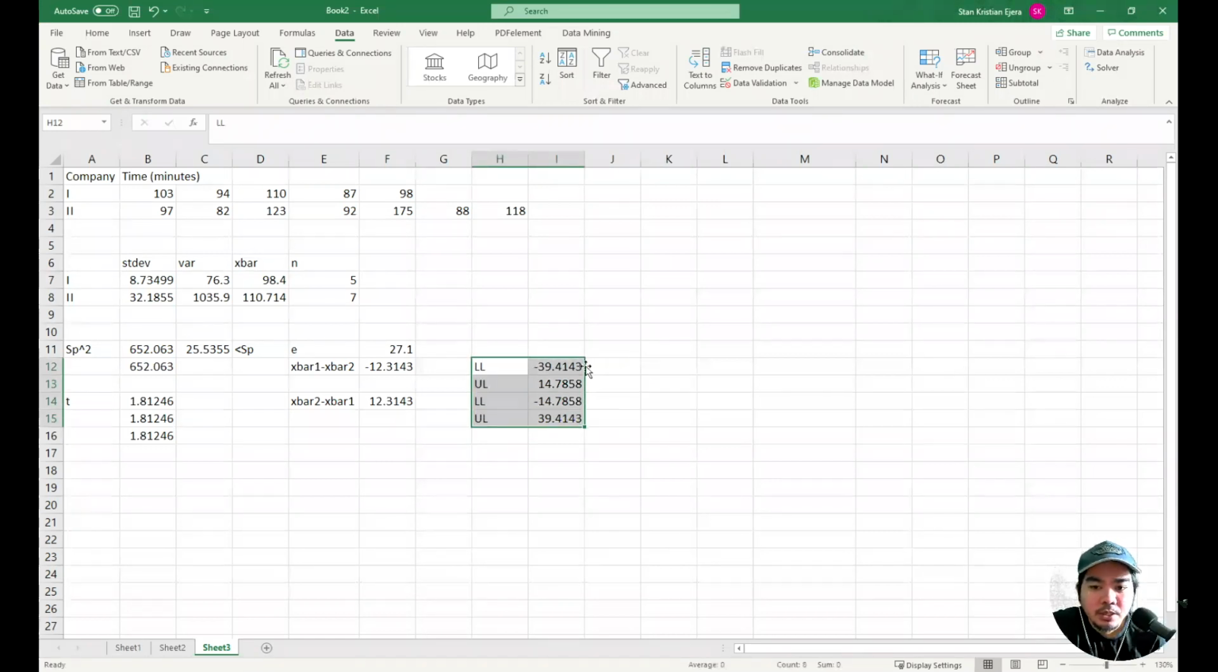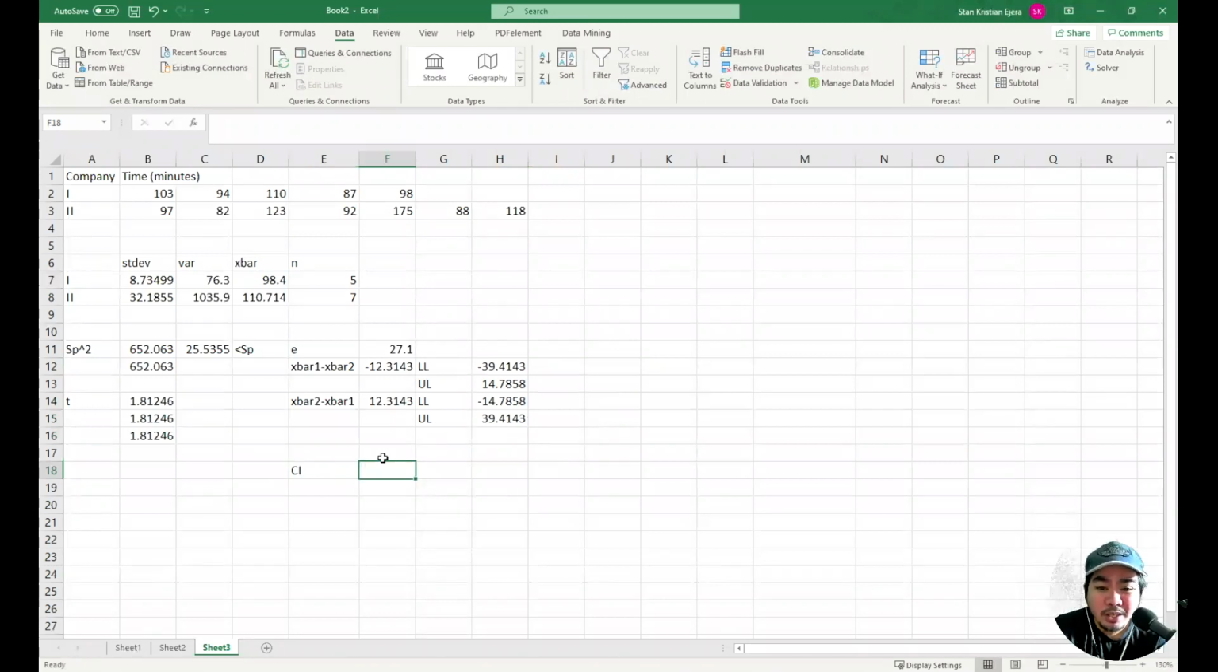Okay, so we now have our confidence interval. Again, we can write our confidence interval in two ways. We can write 27.1 plus minus, sorry, we have negative 12.314, if again we are using x bar 1 minus x bar 2, no? That's the standard x bar 1 minus x bar 2, plus minus 27.1. Oh, let's not use equals. Plus minus. We're not making a formula.